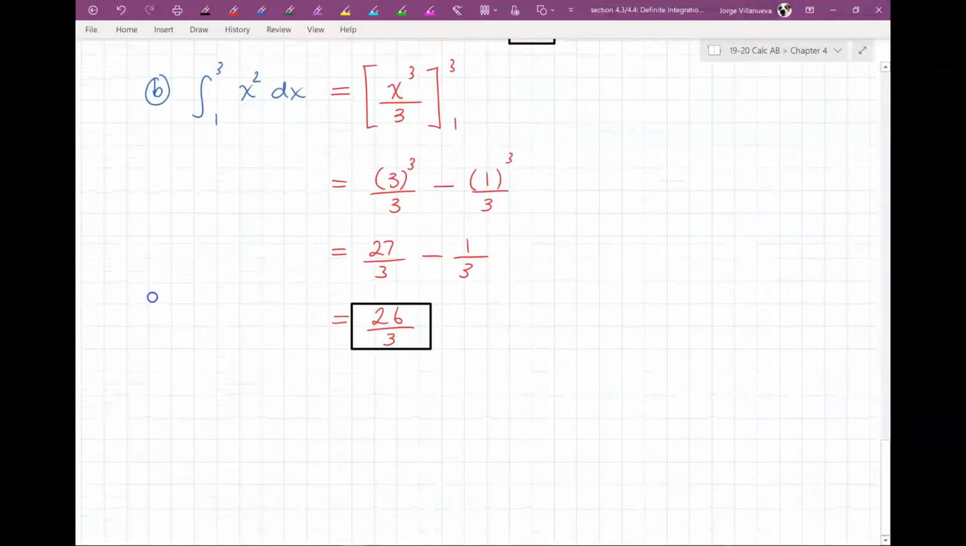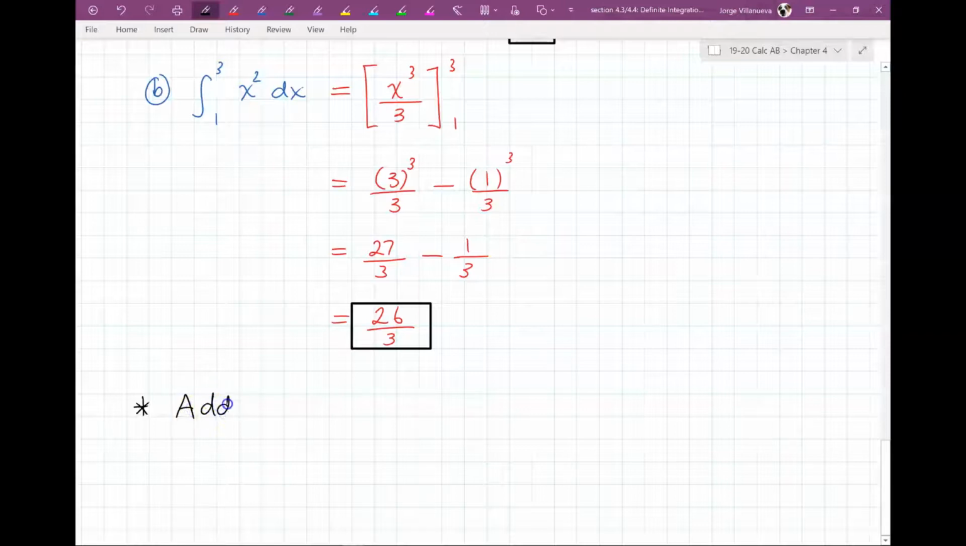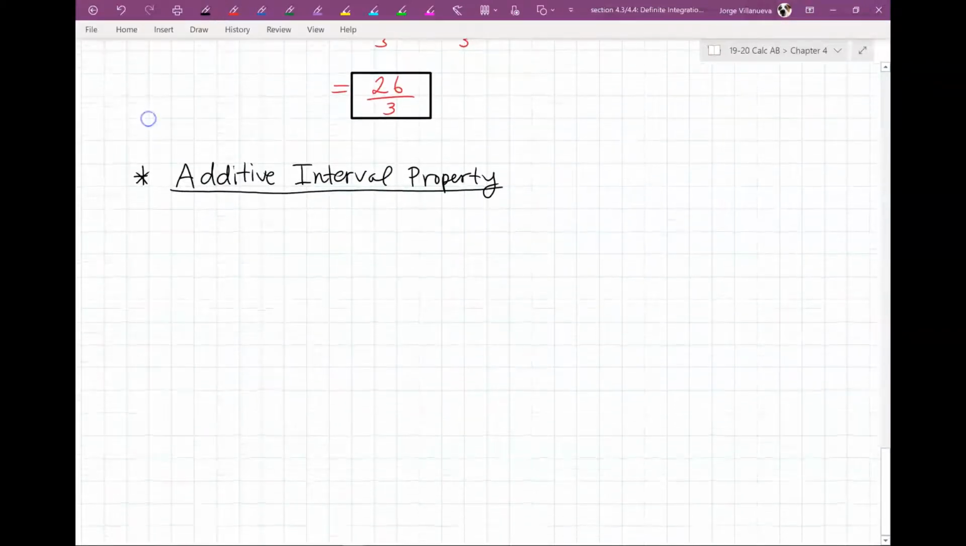Okay, now the next theorem here just shows the additive interval property. So we're going to write right here the additive interval property. Let me write it down for you guys.